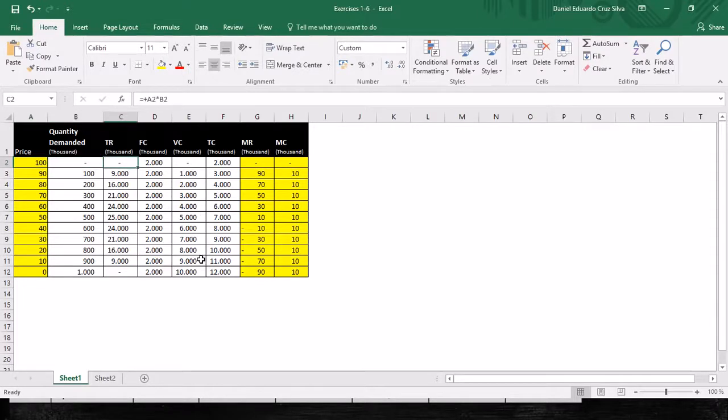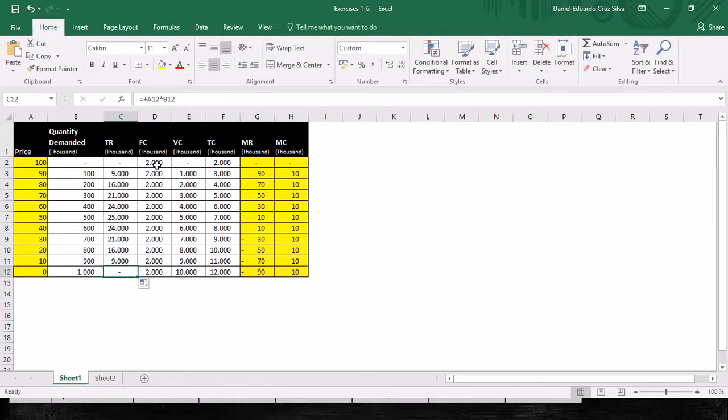So here, total revenue is just the price times the quantity. How can you represent that? You just put the equation here. We are going to suppose that it's not here, it's going to be here. Then you go here with your mouse to the corner, and you double click, and it fills automatically.